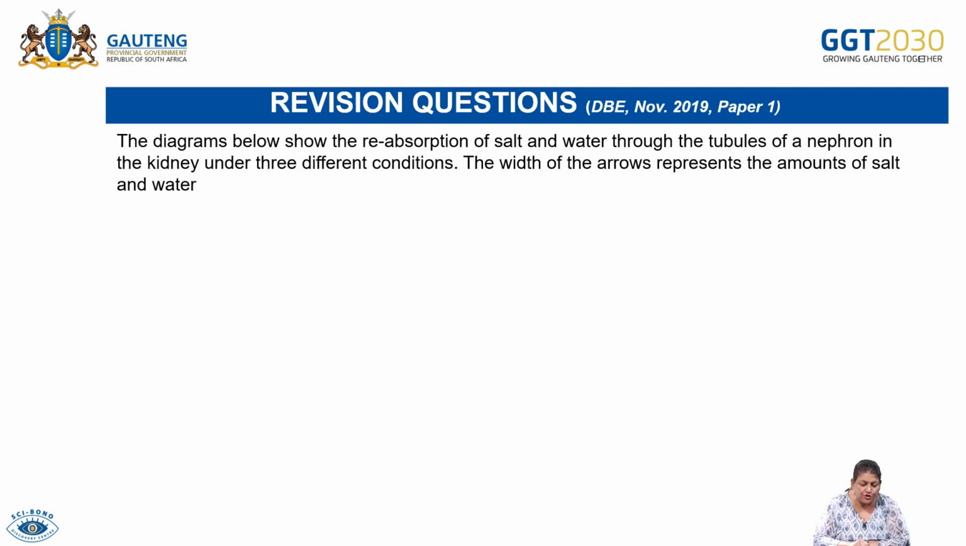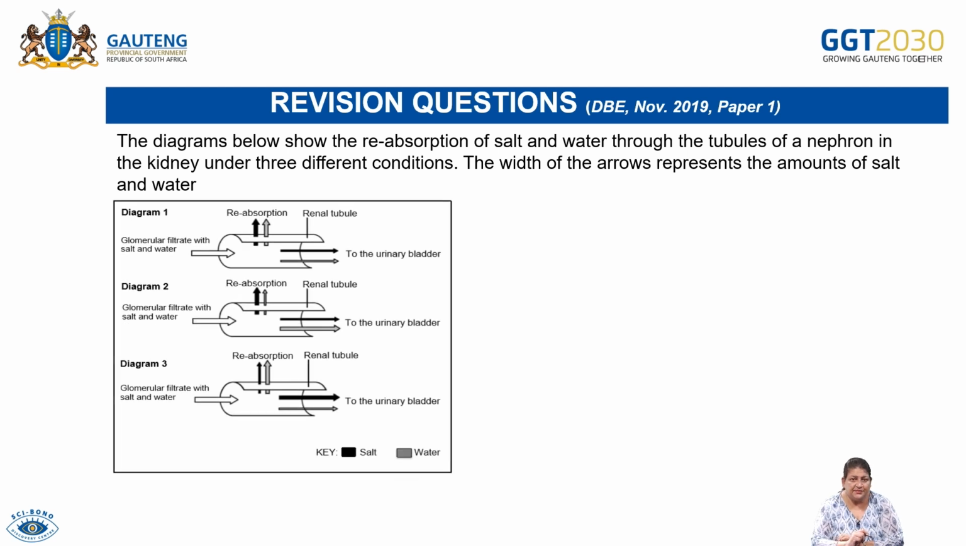Right, the diagram below shows the reabsorption of salt and water through the tubules of a nephron in the kidney under different conditions. The width of the arrow represents the amount of salt and water. So let's see how much salt and water is absorbed. Same diagram. How thick your arrow is means more of that is reabsorbed. If it's thin, less of that is reabsorbed. Okay, or it can go into the kidney, into the bladder.